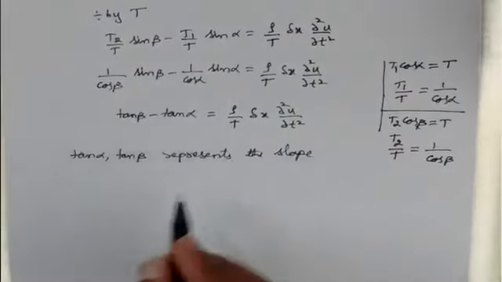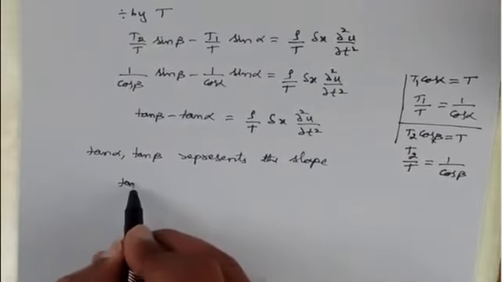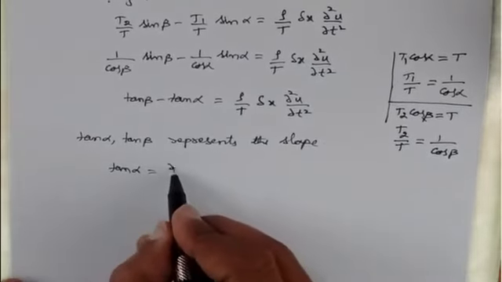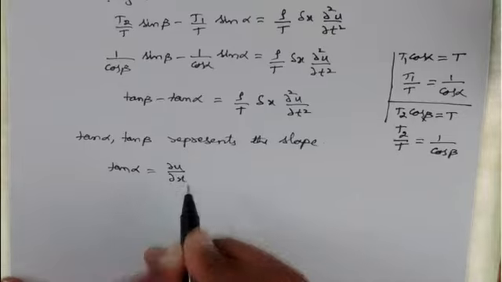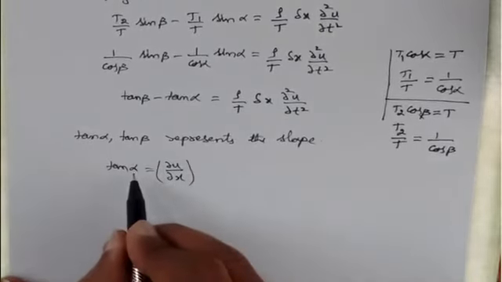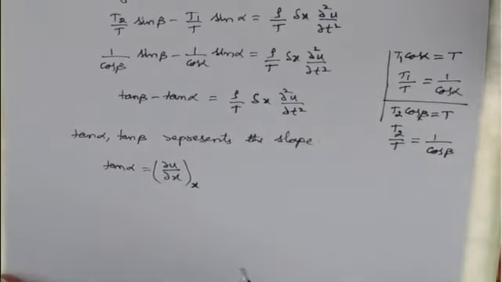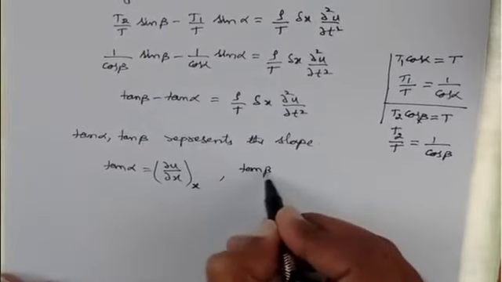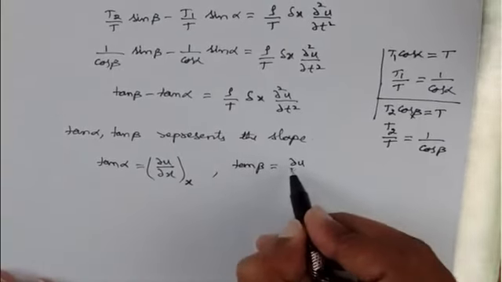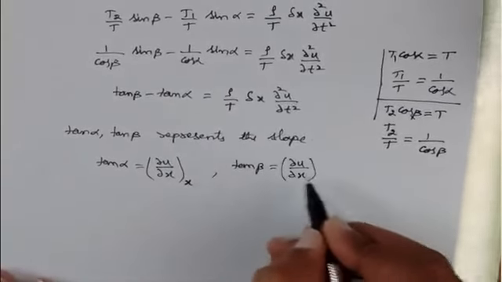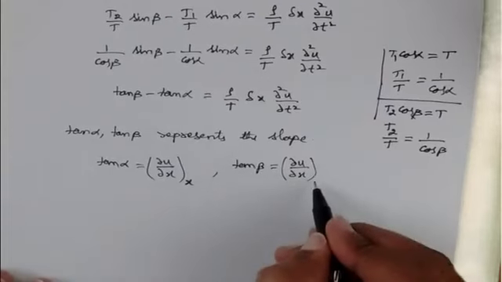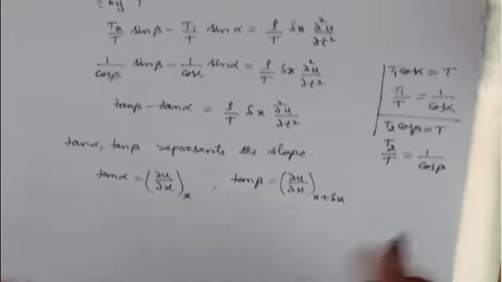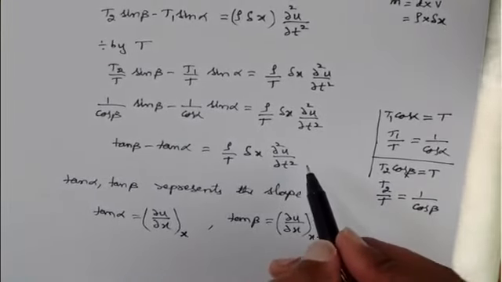So if I write down this tan of alpha value, because slope is always represented in the form of dou u by dou x, and alpha is at a distance of x. Then tan of beta can again be represented as dou u by dou x, and angle beta is made at a distance of x plus delta x. Now these two values you can substitute back in this particular equation.